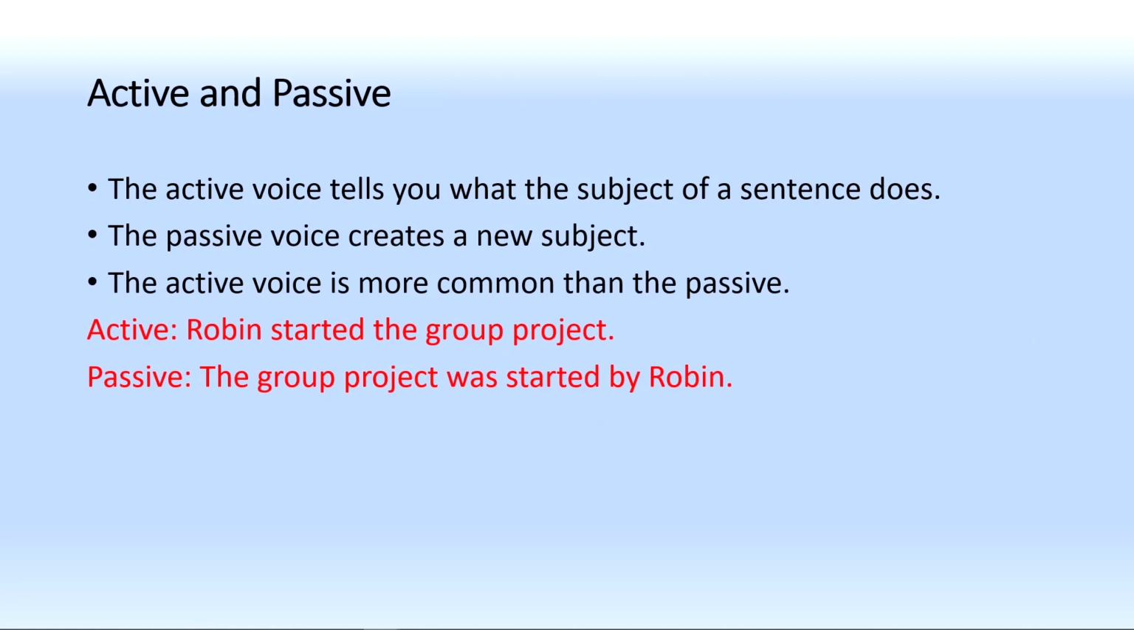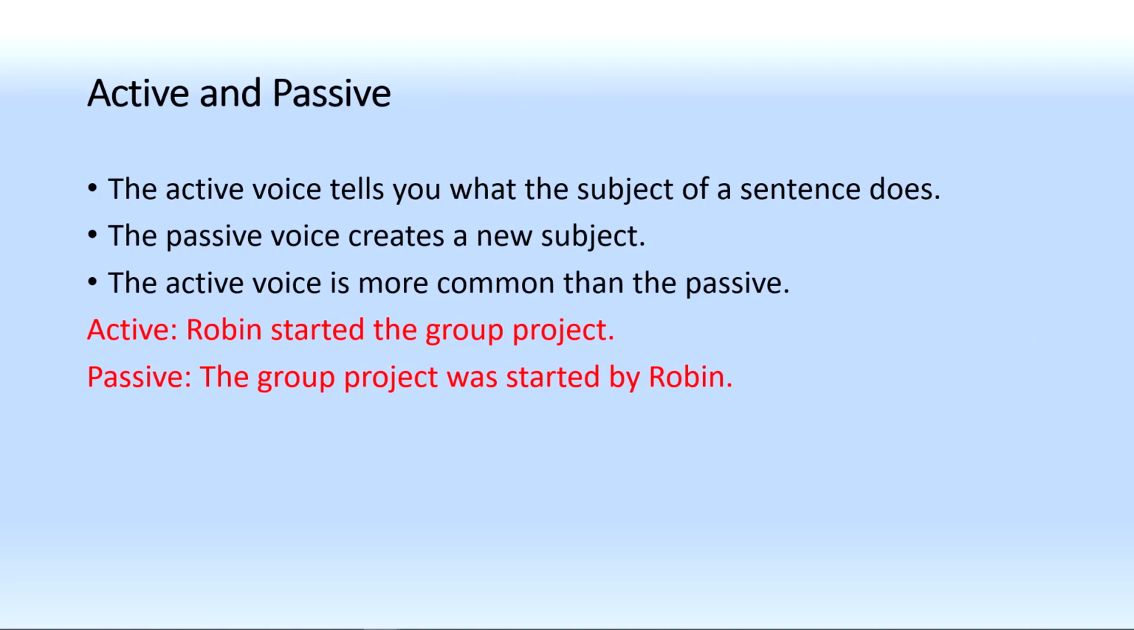Let's keep going because I just want to show you one more thing about this. I'm getting to it in a minute. The active voice tells you what the subject of the sentence does. The passive voice creates a new subject, is exactly what it does. It doesn't create a new subject. It's more, in my estimation, it fakes. There's a fake subject. It makes one up. So it really doesn't create a new one. It's just a fake subject. It's not a true subject, right?